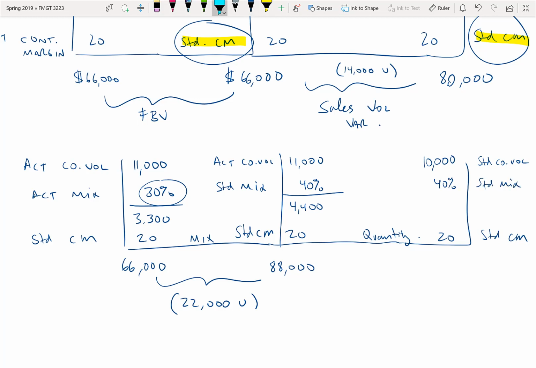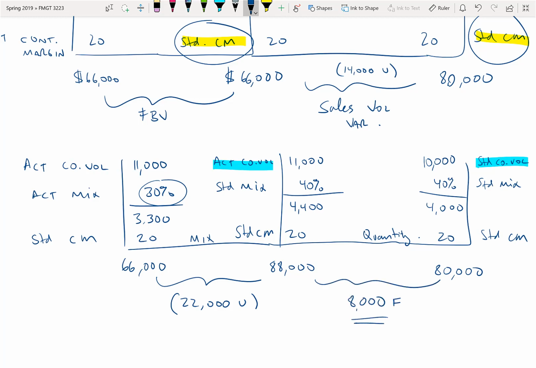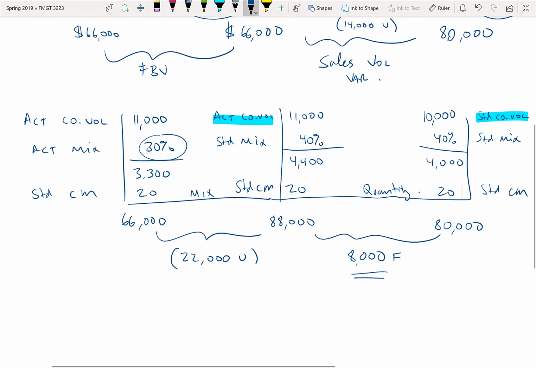Okay, so on this side, notice here that our actual, and this is standard, so we're varying the volume here from 11,000 down to 10,000. So this would have been 4,000 tickets, and we see that this is $80,000. So here we actually have a favorable variance of $8,000. And the reason it's favorable is we sold more tickets than we expected to sell.